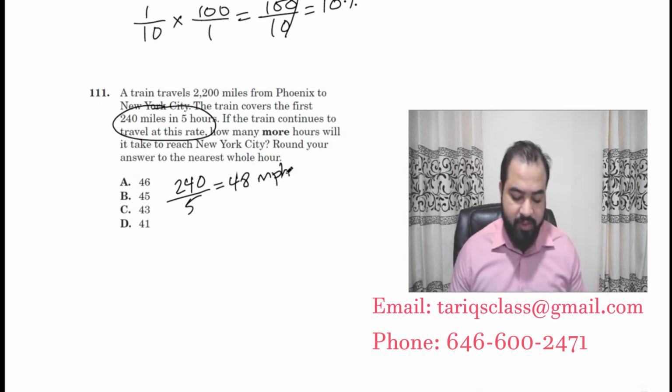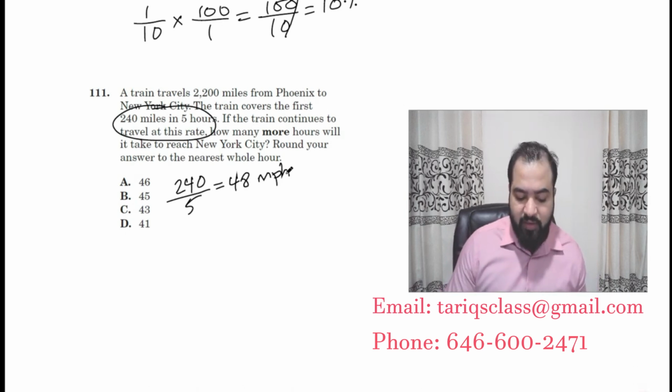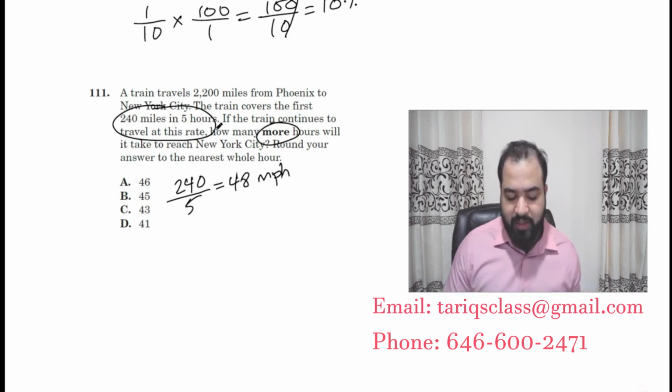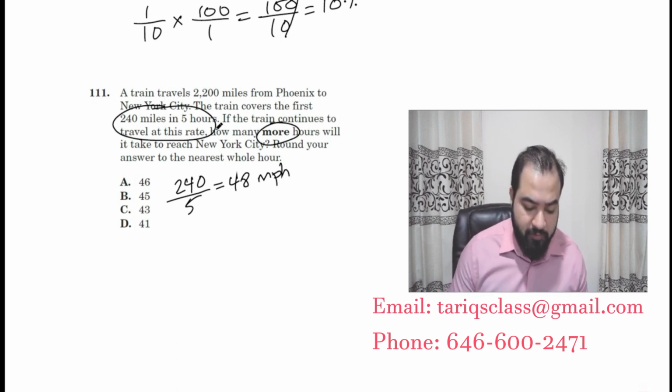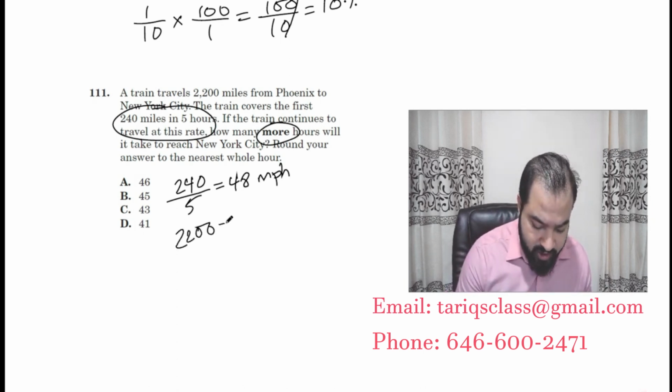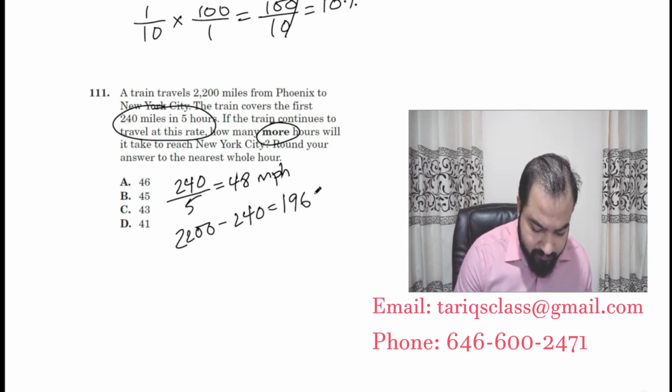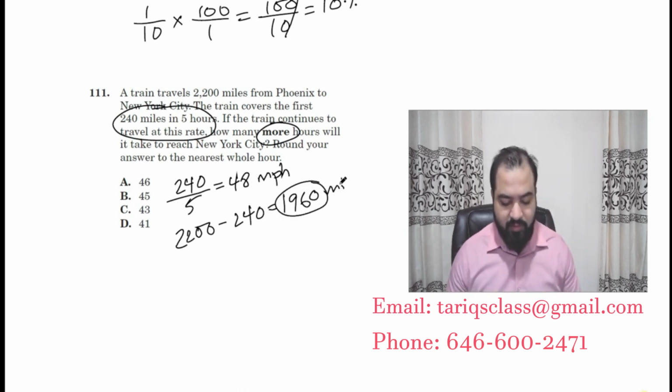That's the speed. If the train continues to travel at this rate, means that speed, how many more hours will it take to reach New York City? Okay, so how many more hours? So first of all, 2,200 minus 240, that's 1960 miles remain to go. So 1960 miles remain to go.